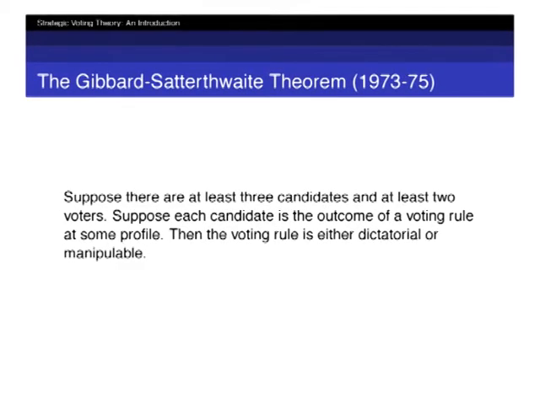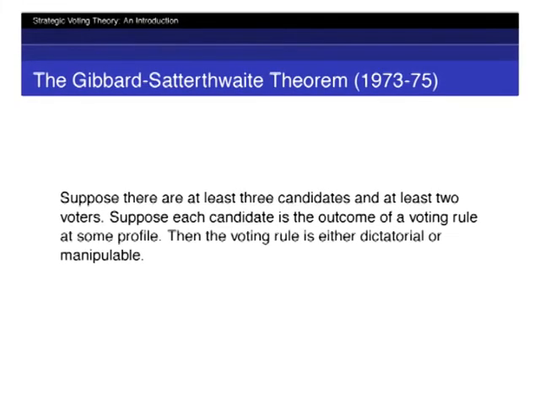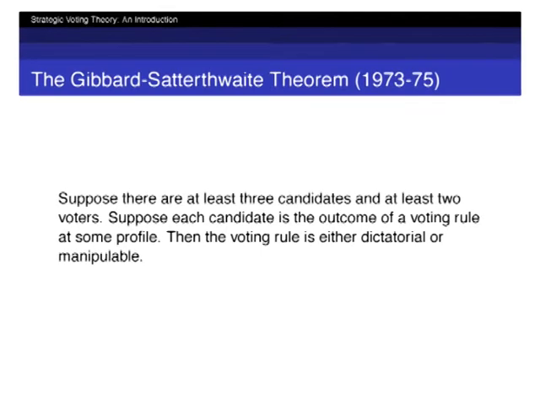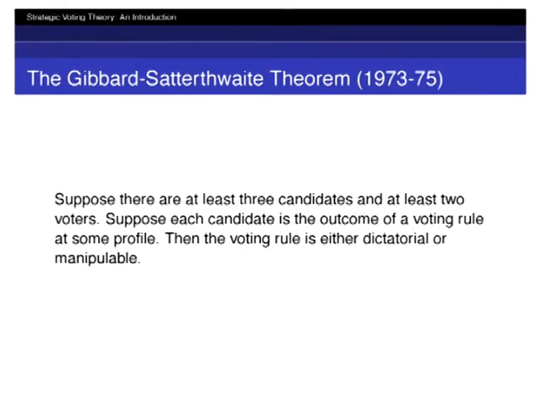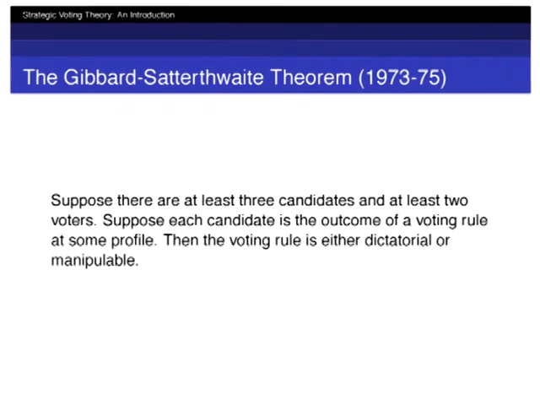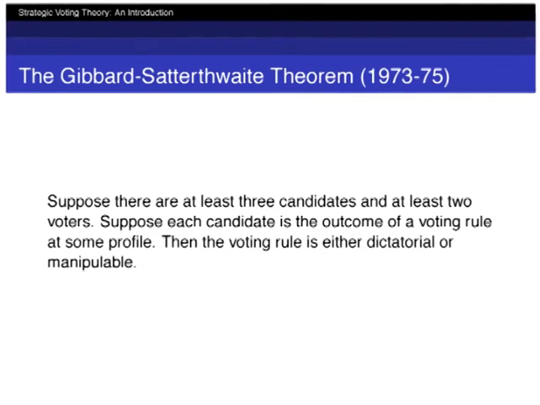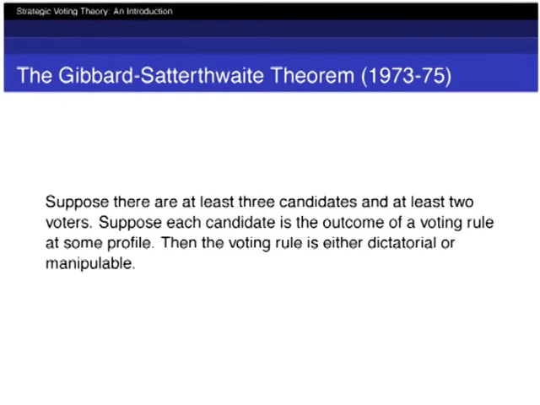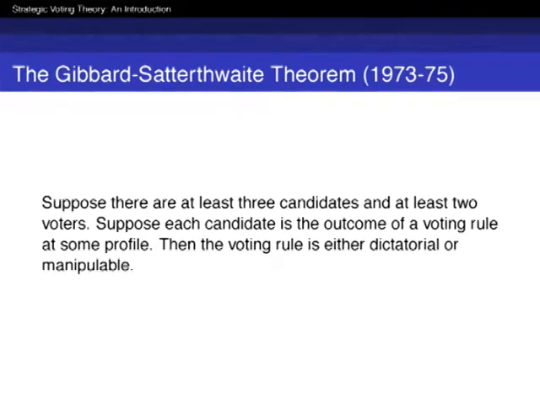Okay? Then the result says the voting rule is either dictatorial or it's manipulable. In other words, any rule you give me will offer opportunities for some voter who has some beliefs about how other voters will vote to misrepresent. So there's no way that you can avoid the misrepresentation problem.